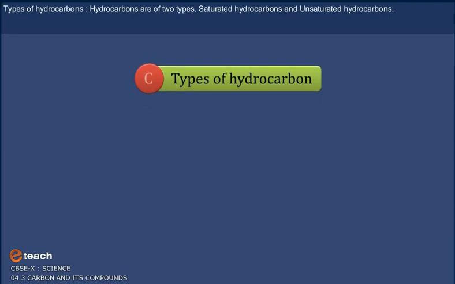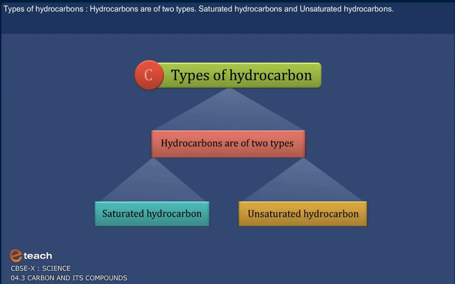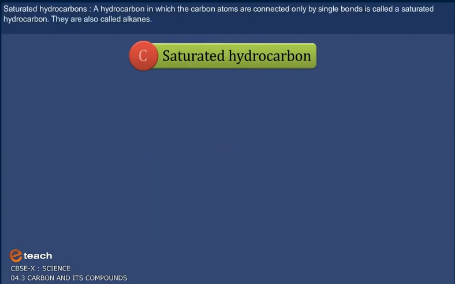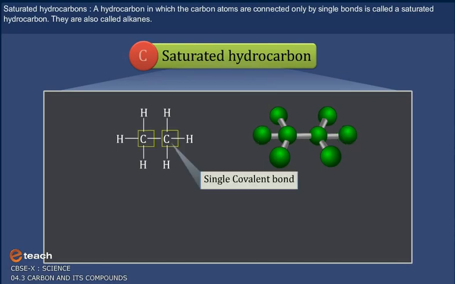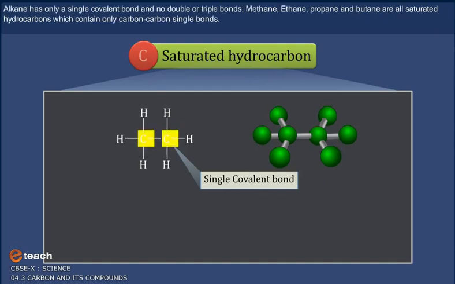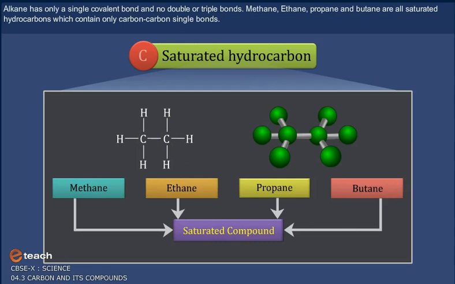Types of hydrocarbon. Hydrocarbons are of two types: saturated hydrocarbons and unsaturated hydrocarbons. Saturated hydrocarbons. A hydrocarbon in which the carbon atoms are connected by only single bonds is called a saturated hydrocarbon. These are also called alkanes. Alkanes have only single covalent bonds and no double or triple bonds. Methane, ethane, propane and butane are all saturated hydrocarbons which contain only carbon-carbon single bonds.